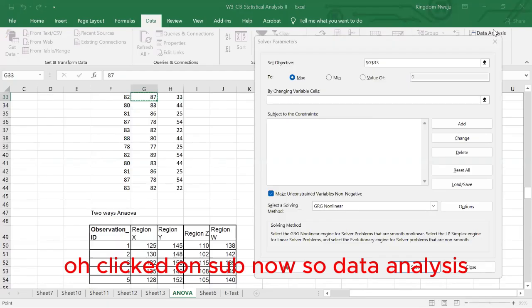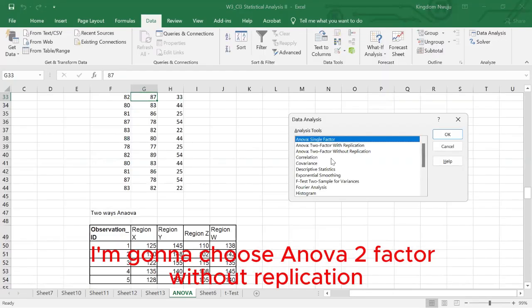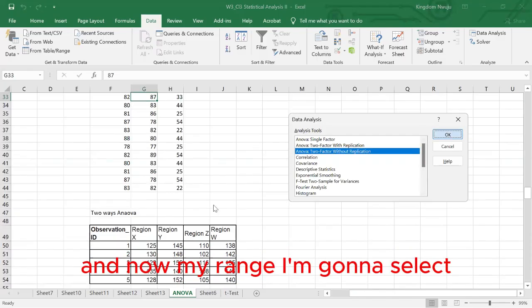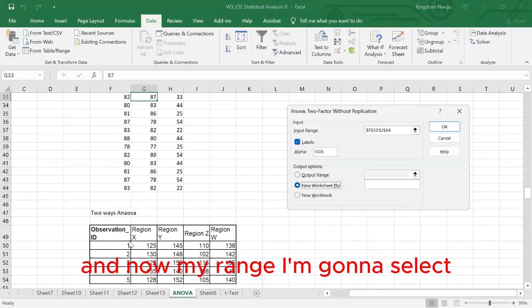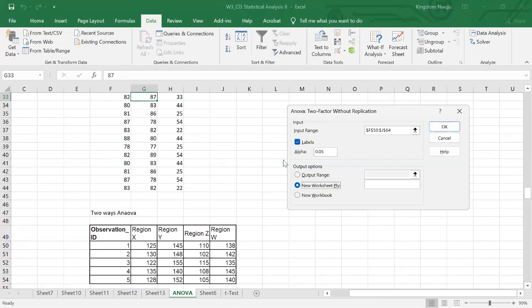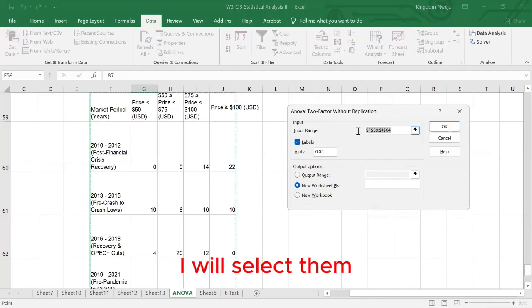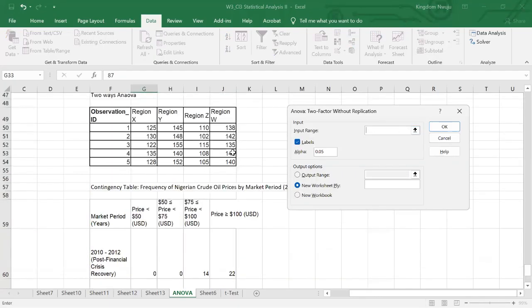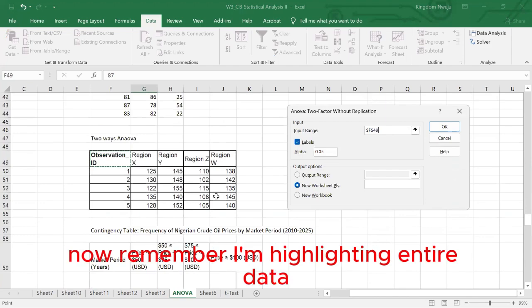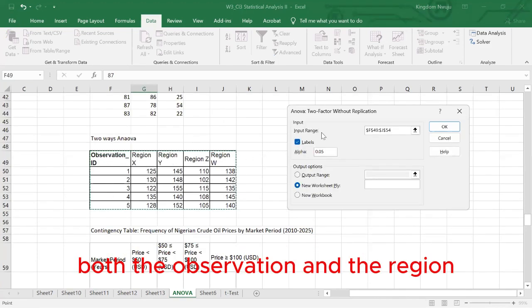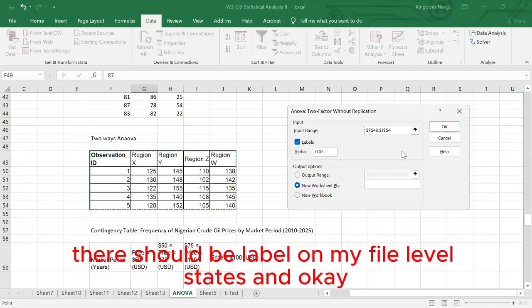So, Data Analysis. Now I'm going to choose ANOVA: Two-Factor Without Replication. And now my range, I will select the whole range. Now remember, I'm highlighting the entire data, both the observation and the region. Yes, there should be labels, my alpha level stays, and OK.